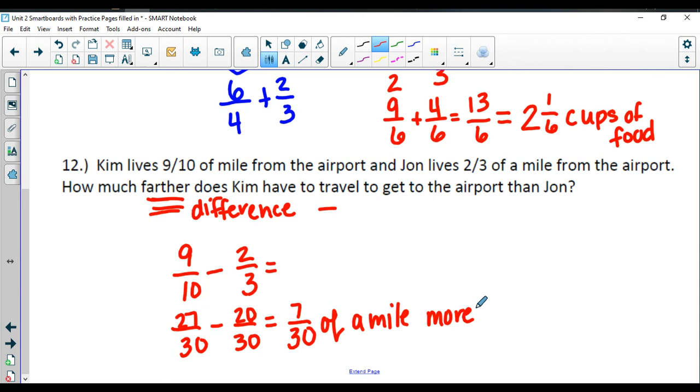That wraps up our lesson for today with just adding and subtracting fractions. So we're looking, don't forget, anytime you're adding or subtracting fractions is to make sure that you have common denominators.